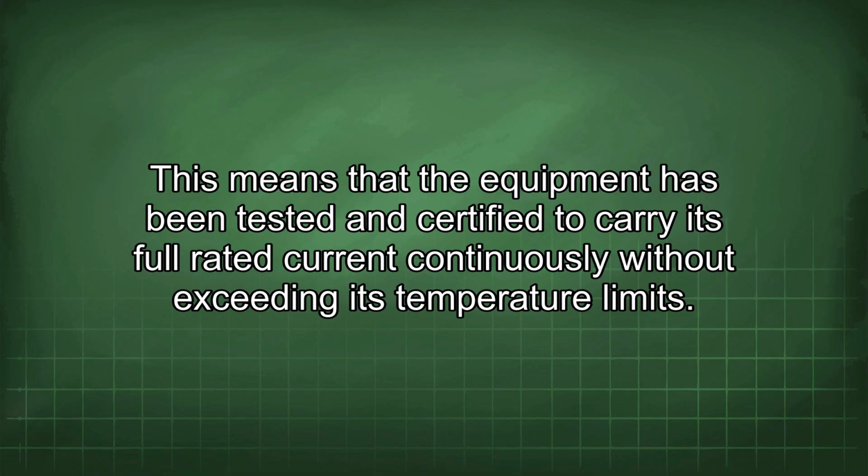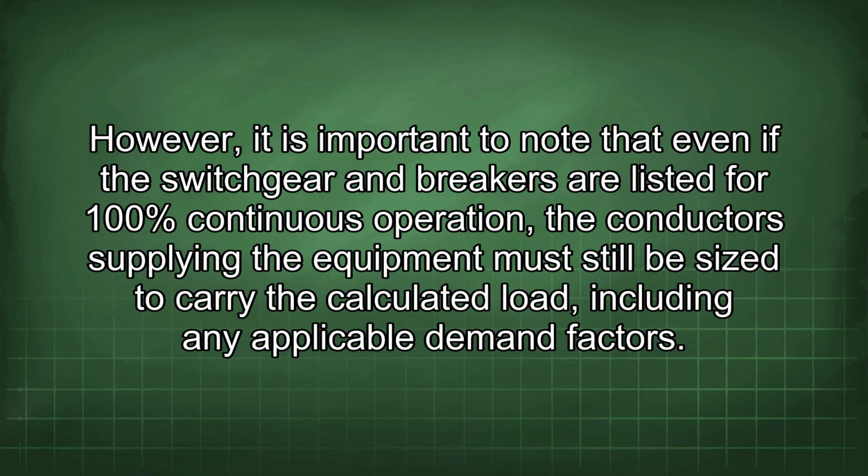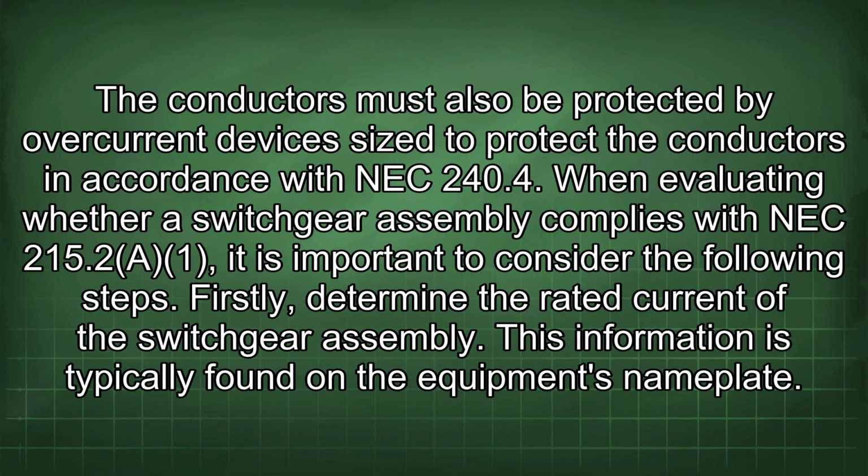This means that the equipment has been tested and certified to carry its full rated current continuously without exceeding its temperature limits. However, it is important to note that even if the switchgear and breakers are listed for 100% continuous operation, a conductor supplying the equipment must still be sized to carry the calculated load, including any applicable demand factors. The conductors must also be protected by overcurrent devices sized to protect the conductors in accordance with NEC 240.4.